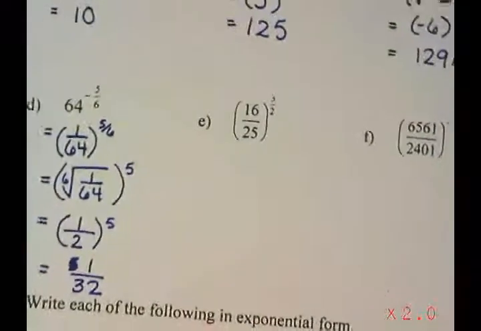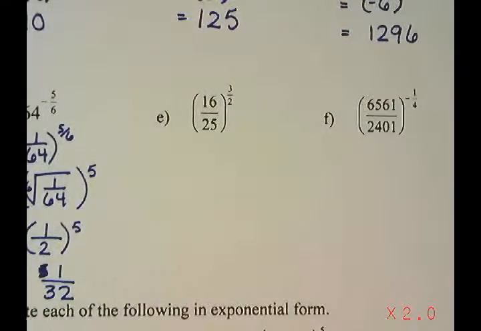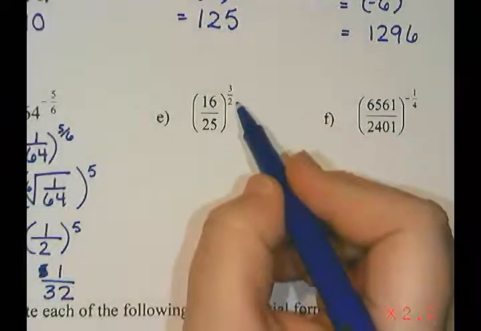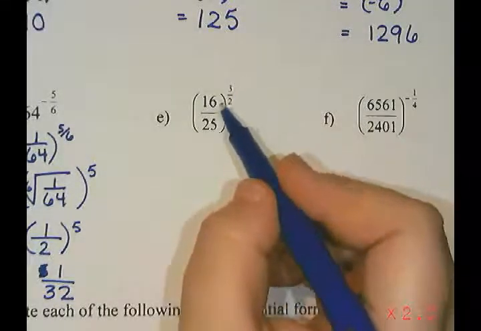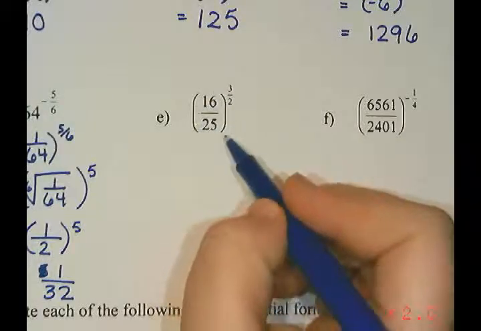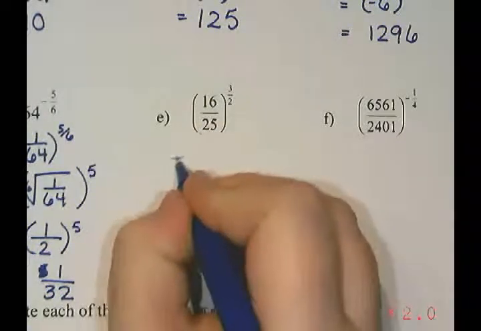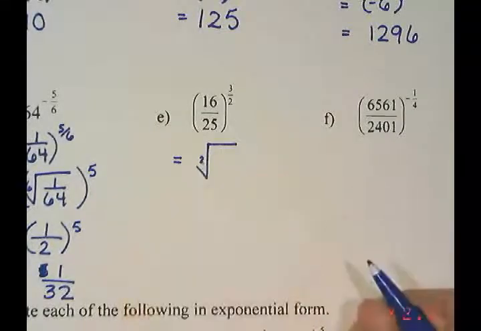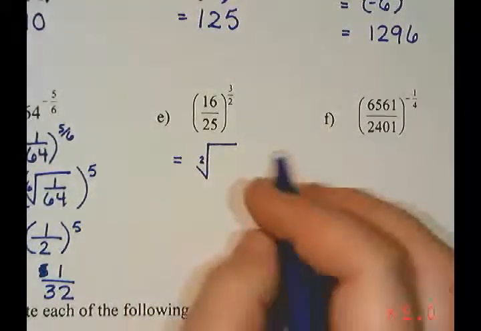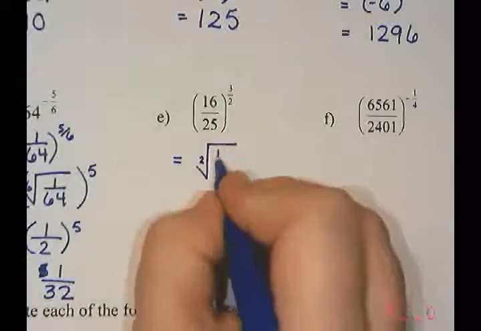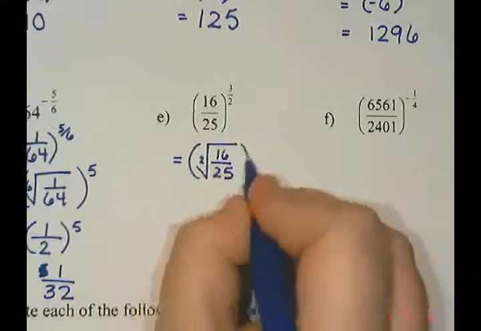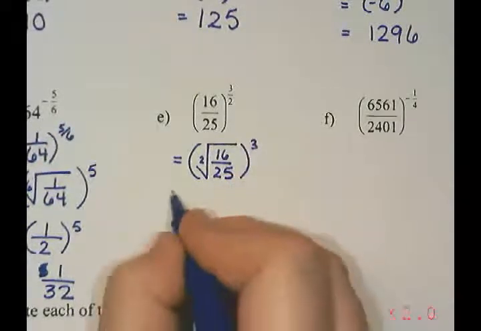The next one is a fraction with a fractional exponent. So the fractional exponent is still going to be a square root with a power of 3, and the root's just going to go over this entire thing. So this is going to be the square root, you can put the 2 in, you don't have to put the 2 in, it's up to you, of 16/25, all to the power of 3.